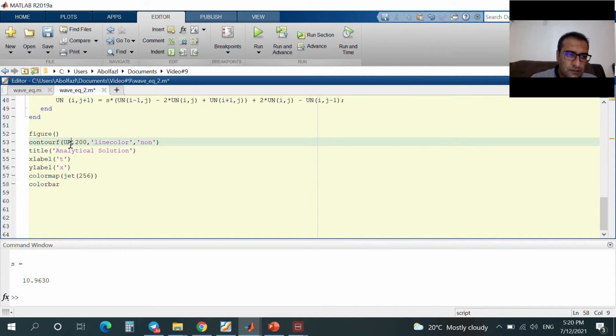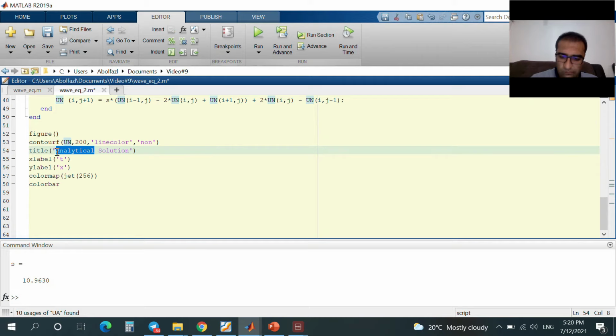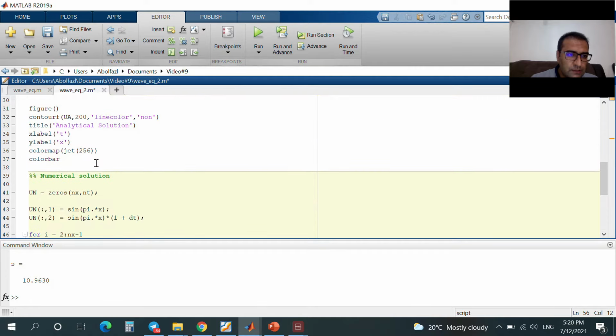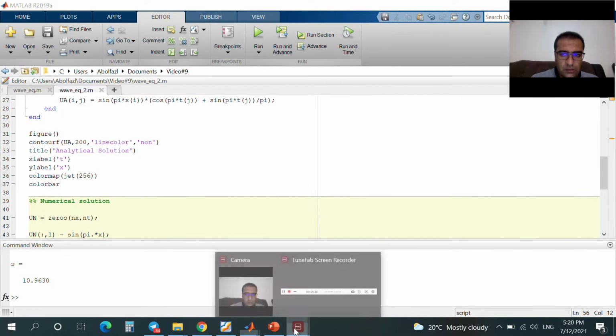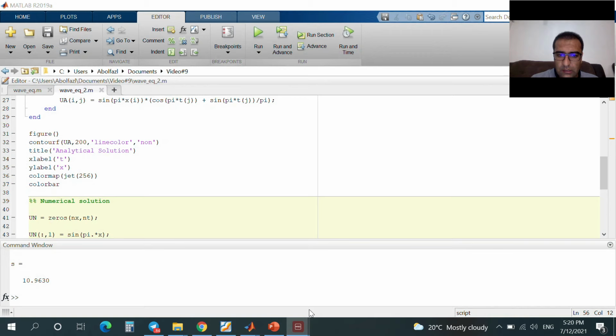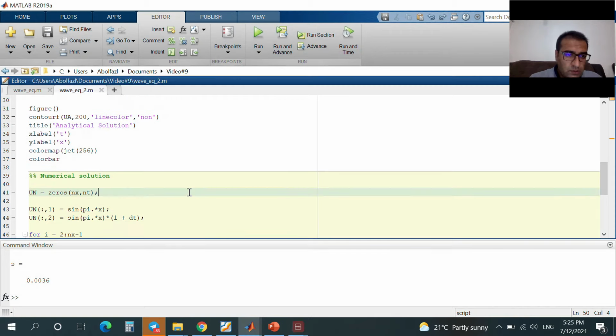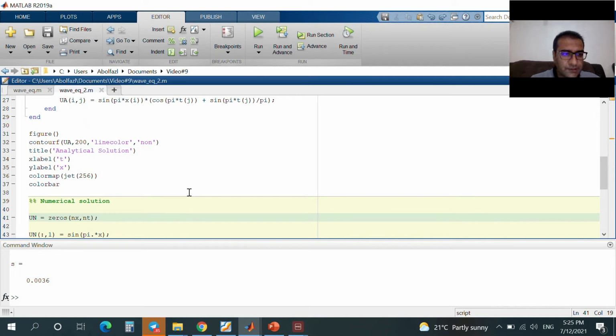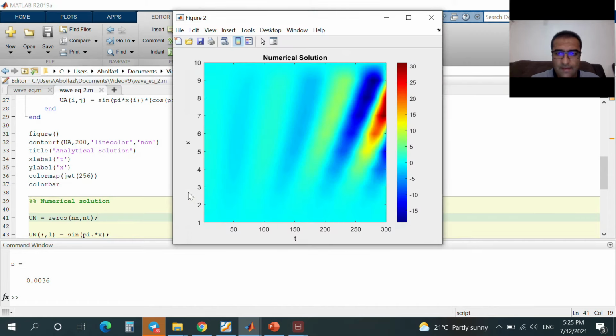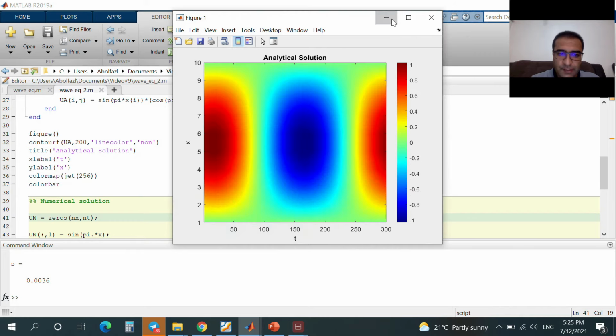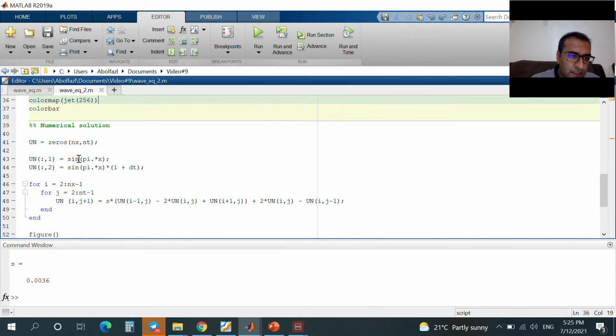Control V, and here is the numerical solution. And the recording. Yes, I'm recording. Okay, I think everything is okay. Let's run it one more time and see the numerical solution. Oh, look at the numerical solution. Terrifying. Okay, let me check what we have here.